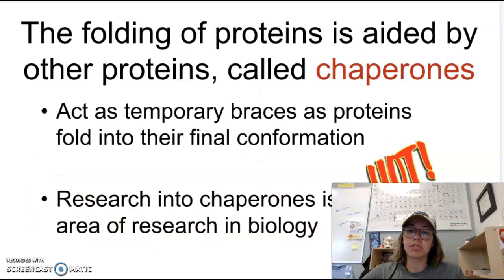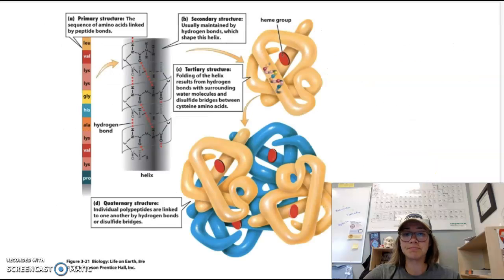And the folding of proteins is aided by other proteins called chaperones. I think that it'd be really cool. I mean, this isn't necessary for IB, but chaperones are an area of research in biology that is actually a really big deal. Not going to spend much time on it in class. We just don't have the time, but I definitely think it'd be worth your while. So here's that overview again of primary, secondary, tertiary, and quaternary structure.